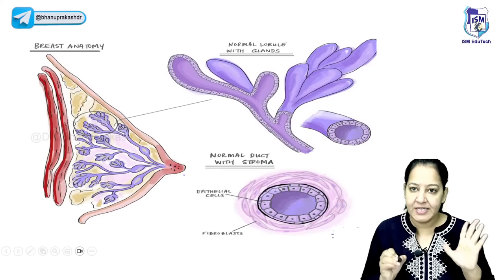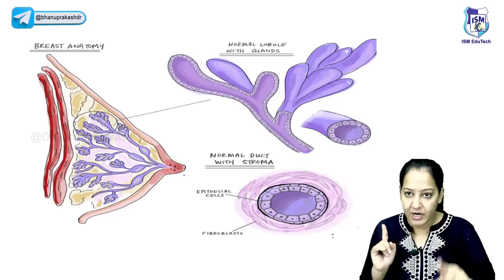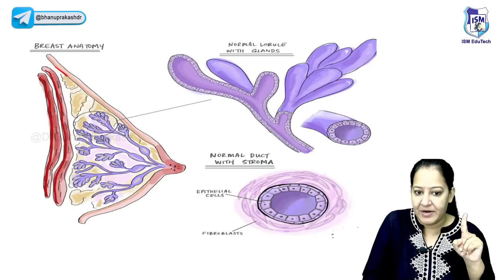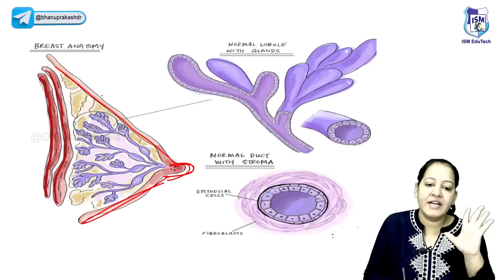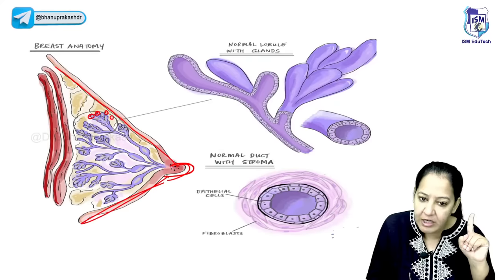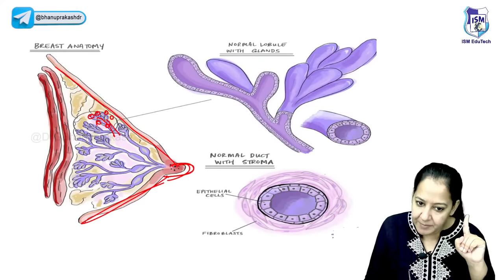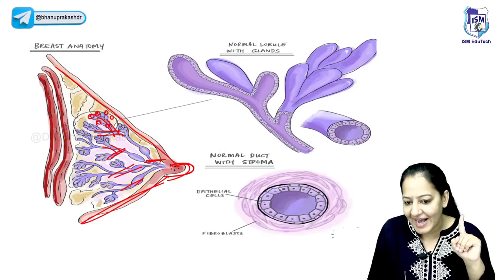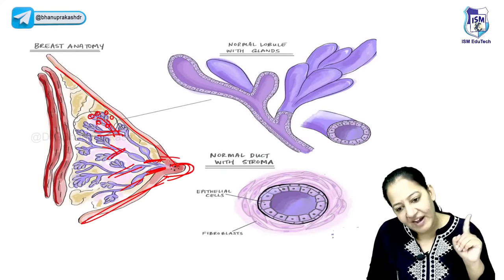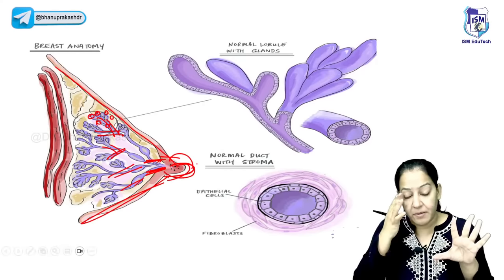Please understand. I have already shown you the diagram of the breast at the beginning of the session. You can see this is a female breast, and this is the nipple. Inside the female breast, we can see small ductules. They all open into the terminal duct. Multiple terminal ducts open into the lactiferous duct, and the lactiferous duct finally opens in the nipple. This is the diagram of the breast.